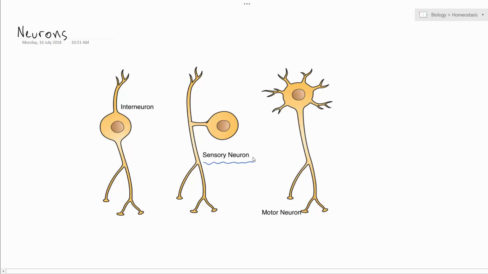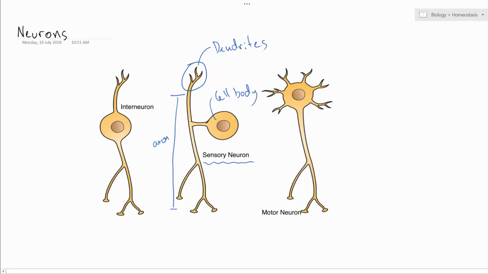So a sensory neuron, its main role is to take a stimulus, take a message from a receptor that has come about because of a change in the stimulus from an environment, and take that message as an electrical impulse to the central nervous system. So a sensory neuron's going to contain dendrites here. The cell body protrudes off to the side of this long axon.